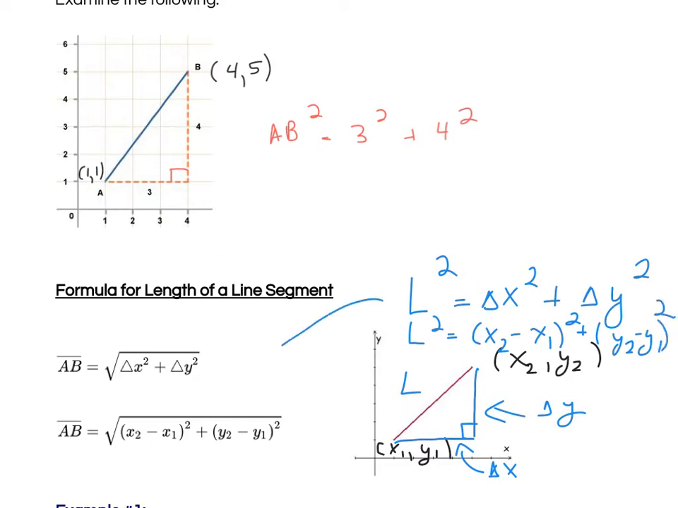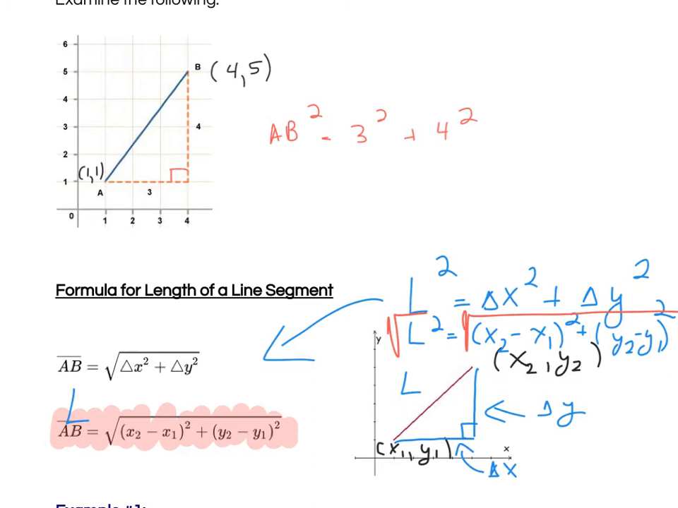Moving this to a simpler version where we have the length of the line on its own, to isolate L I would have to take the square root. Whatever I do to one side, I do to the other. That leaves me with a nice formula for the length of any line. Here I've called it AB, but I could just as easily have replaced that with L for length of a line, or D for distance between two points. Quite simply, all we're doing is using information from coordinates and Pythagorean theorem to determine the length of a line segment.